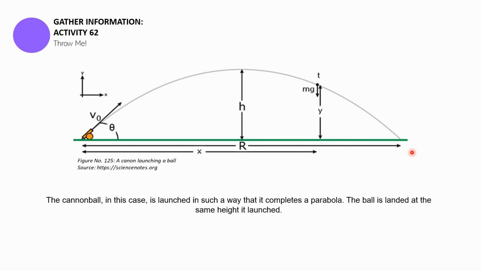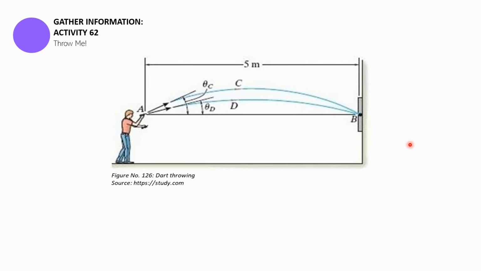Okay. The cannonball in this case is launched in such a way that it completes a parabola, an entire parabola at that. The ball landed at the same height with which it was launched. So if it was launched at this kind of height, it also lands at that same height. It landed there too, okay? So unlike earlier.